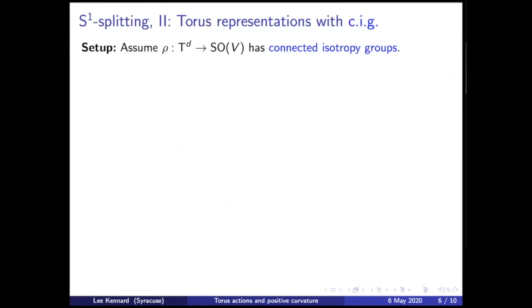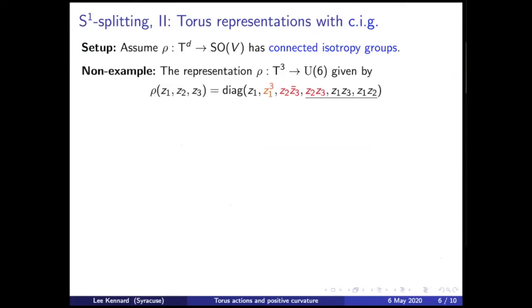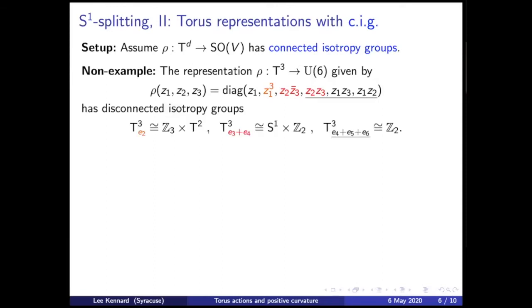So now I just want to play with this property. We have a torus representation with connected isotropy groups. And more specifically, this means that all isotropy groups are connected. To show you why you might expect this to be a very strong condition, here's a very easy representation that's just loaded with disconnected isotropy. For example, if you take the second direction and you ask which group elements fix E2, it's easy to see that the cube roots of unity in the first factor fix it, but also Z2 and Z3. So there you go. You have a disconnected isotropy group.